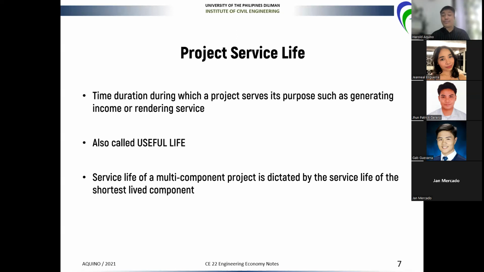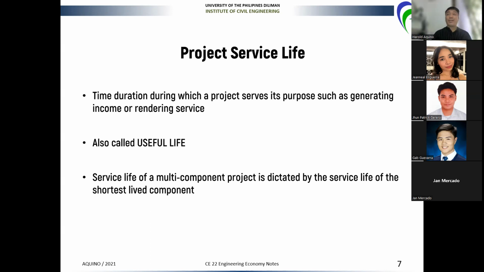This is different from product service life. When we talk about product service life, basically it's a time over which a project or an equipment or an asset will be serviceable. So ito yung service life natin. It's also called useful life in economics. The service life of a multi-component project or equipment is determined by the service life of the shortest lived component of the project.